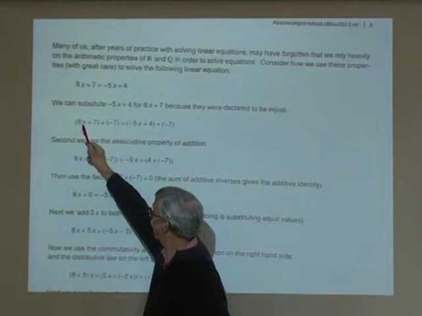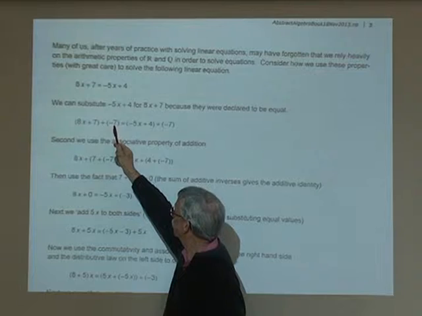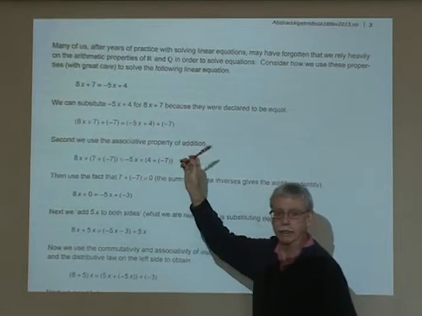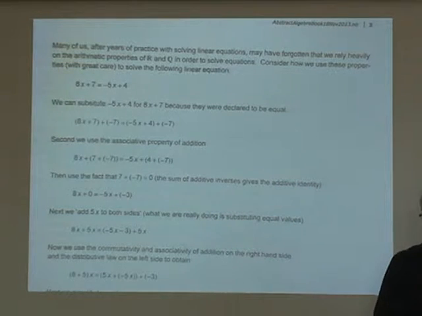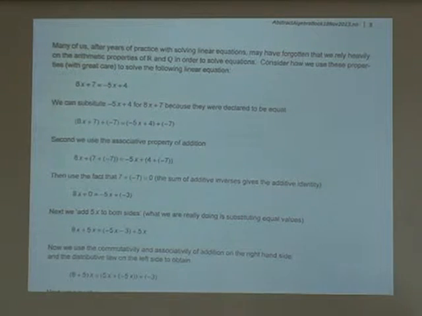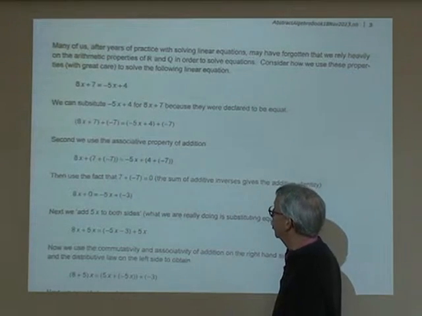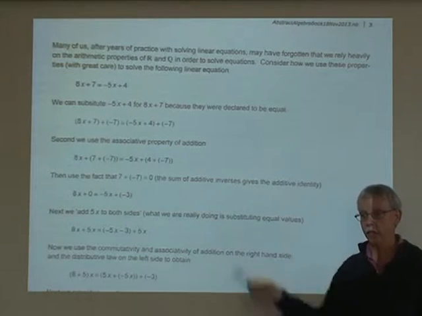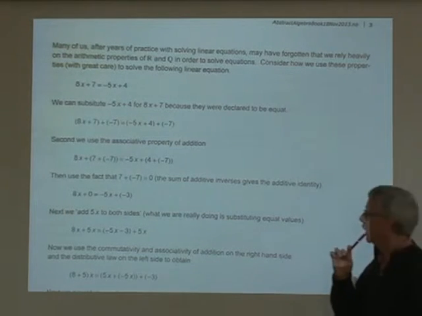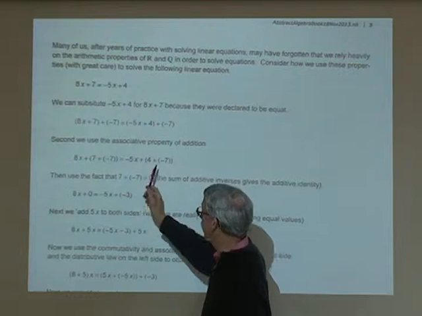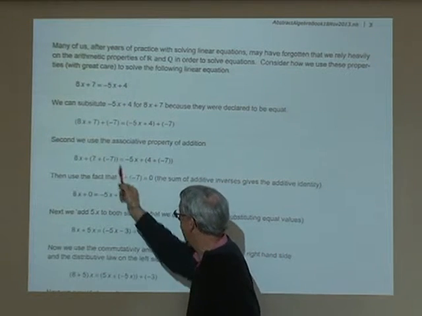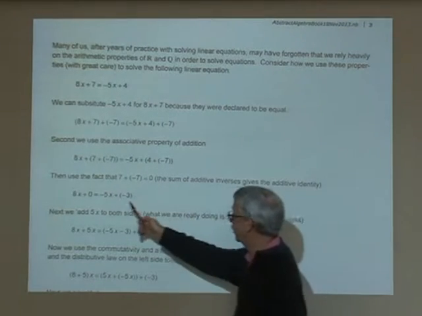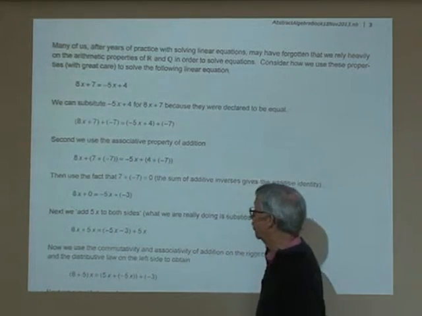So 8x plus 7 plus negative 7 must be the same thing as this plus negative 7, because those two things are equal. Adding the same thing to both sides is kind of putting the cart before the horse, as we'll see as we go through this review. But this is really what equality lets you do: substitute one thing for the other because they're declared to be equal. And now I have the associativity property of addition and the cancellation laws of additive inverses give me 0, and the fact that 0 acts as the identity. I get all this nice stuff, right?